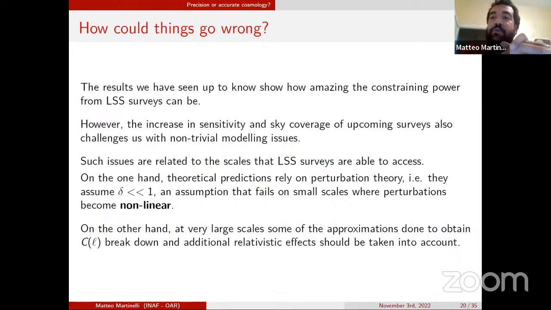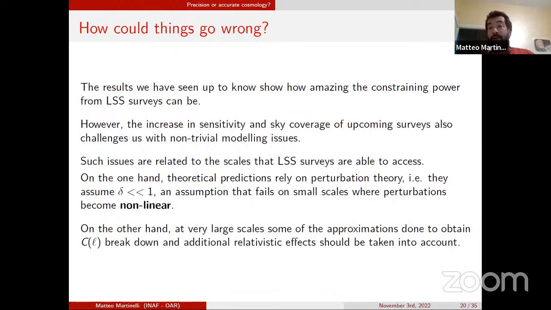This is a regime where basically the approximations we do for our theoretical approximation break down. And this comes from the fact that all our predictions at the theoretical level are done assuming that perturbations are small, so that delta, the overdensity, is much lower than 1. And this allows us to make our calculation very simple, and we can go all the way in computing all our theoretical predictions. But this fails when we go to nonlinear, where this assumption that delta is much smaller than 1 breaks down. And this is an issue that we have to face.